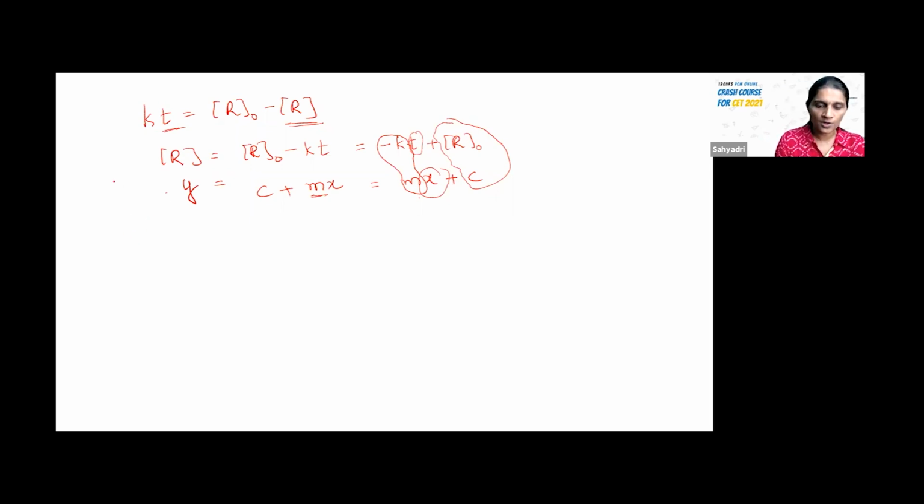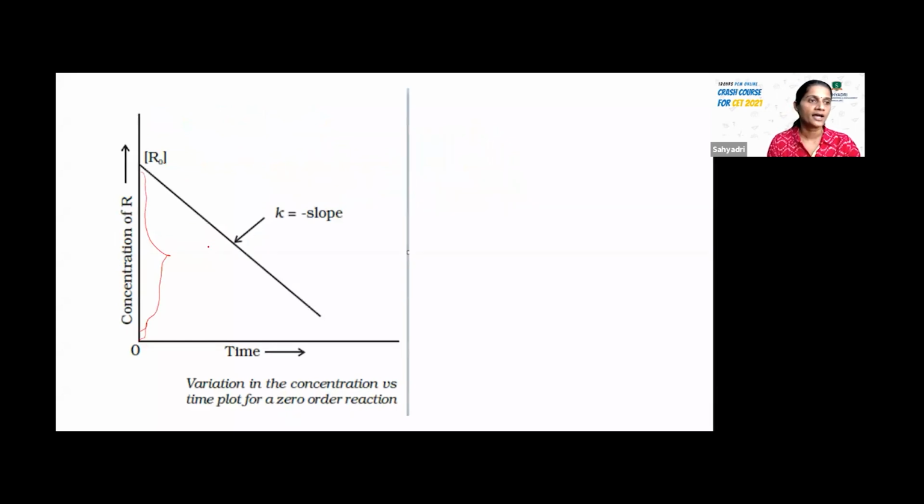Now let us come to half-life of the zero order reaction. What is half? A particular value from the graph. This graph will be given, and this is for zero order. From the graph, you can understand whether the reaction is zero order, first order, second order, etc. In the graph, it does not touch the x-axis at the end.